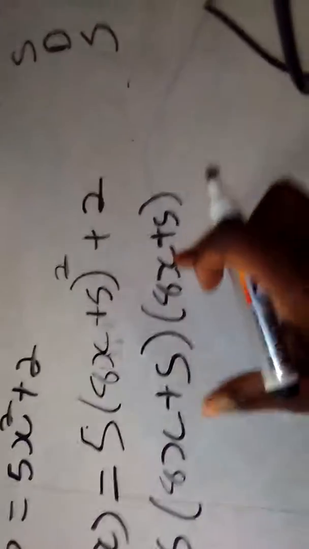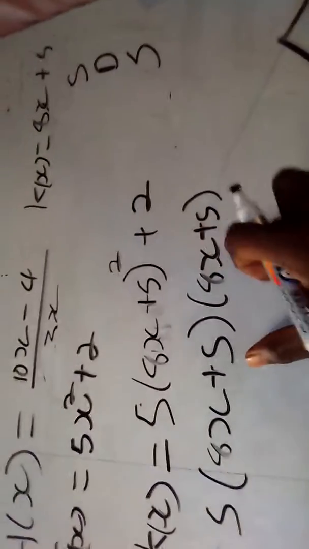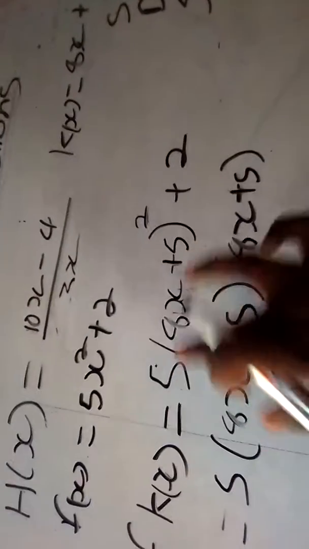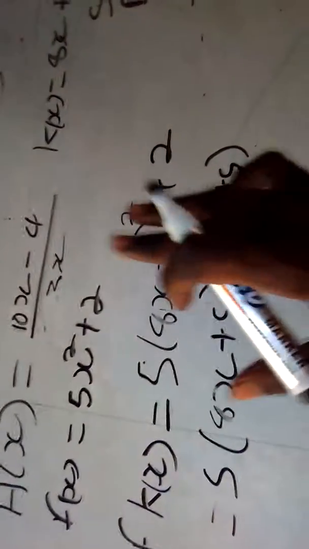Remember, what we did here is expand the bracket. The reason I expand the bracket first is because it looks a bit confusing and you might think you can put the 5 in, but no, you can't put the 5 in yet.